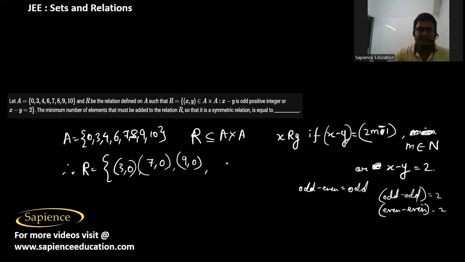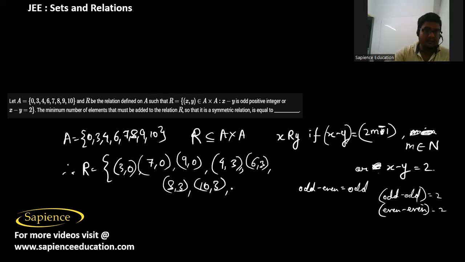Now with 3, 3 minus 3 we can't take. 4 minus 3 is 1, we can take. 6 minus 3 is also 3, so 6 comma 3 we can take. 7 minus 3 is 4, we can't use. 8 minus 3 is 5, we can take that. 9 minus 3 is 6, we can't use. 10 minus 3 is 7, we can take that.